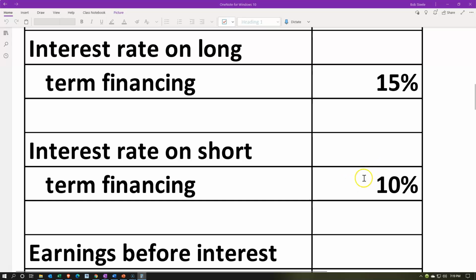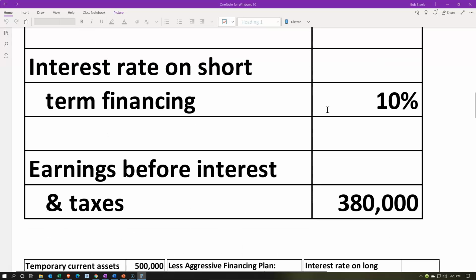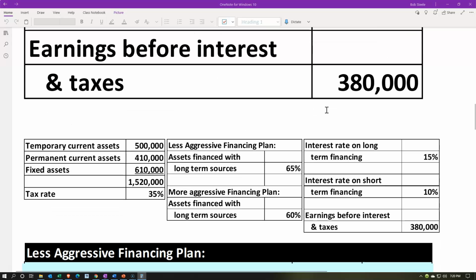Once again, the short-term rate is typically going to be lower, but if we need financing going into the future, we might have a flexible rate that we have to deal with, therefore picking up more risk into the future. The long-term rate typically we might be able to fix. That might be the point of making it long term, but it might be higher due to us eliminating the risk of a fluctuating rate in the future. So the earnings before interest and taxes is going to be $380,000.